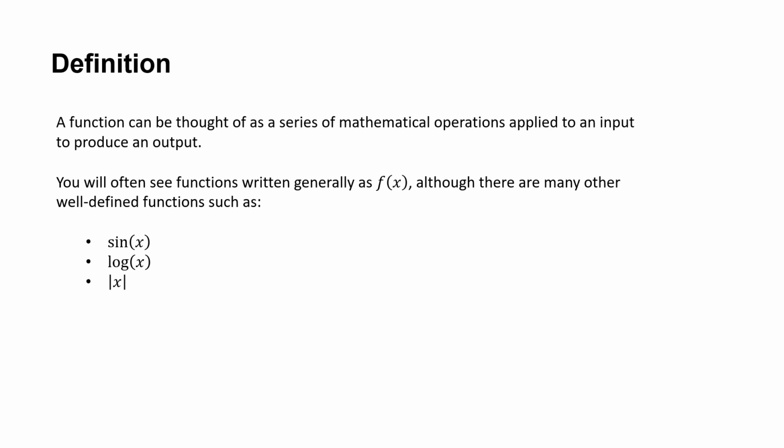So let's take an example, the modulus of x. The modulus of x simply says that for any value of x, we return the positive value of x. So for instance, if x was -1, the input -1 is transformed to be positive, and the output would therefore be 1.